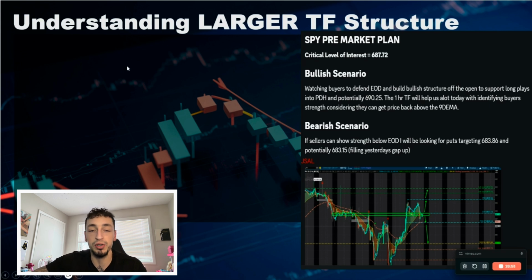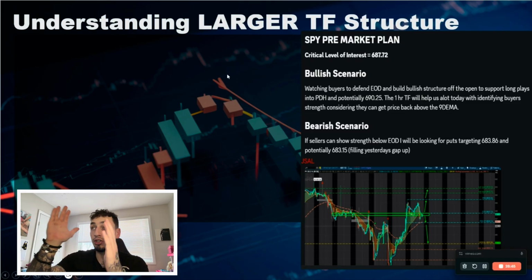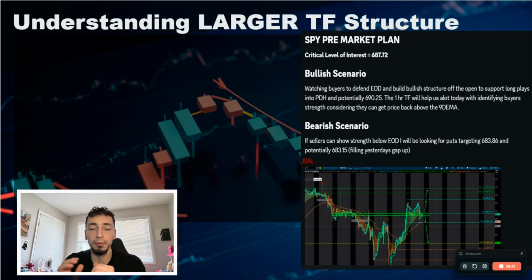Understanding larger time frame structure. This is key. Every single day in my Discord, I post a pre-market plan at 7:30 a.m. Eastern, and it looks something just like this, okay? Notice here, I am not striving for perfection. I'm not trying to predict what's going to happen. On the contrary, I have two simple scenarios. The market's either going to go up to my upside target or it's going to go down to my downside target, okay? So this is exactly what it looks like.